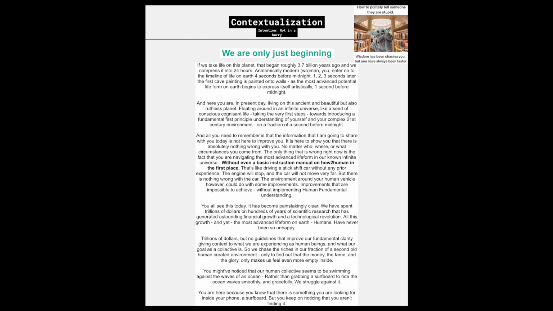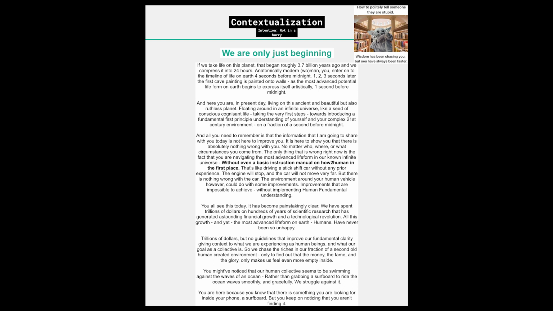You're here today because you've noticed that modern man is battling against unstoppable waves of the ocean, rather than grabbing a surfboard to ride the wave into a smooth and graceful simplicity only found in fundamentality. So let's set some context so that we don't have to swim against the waves of the ocean.